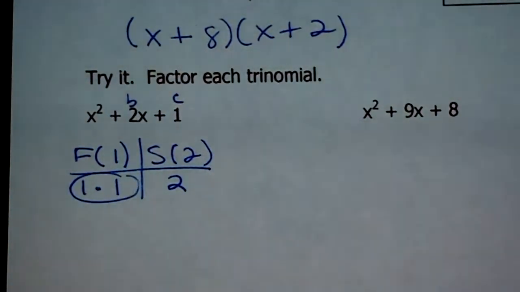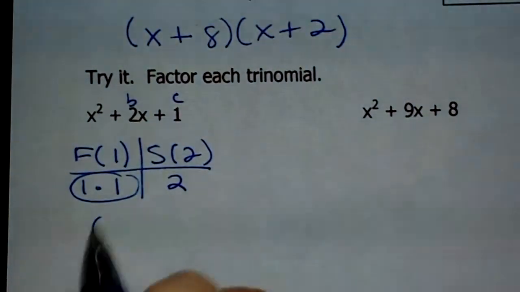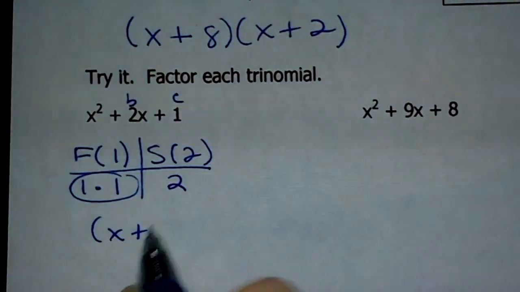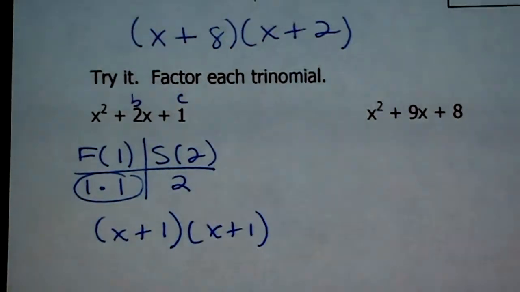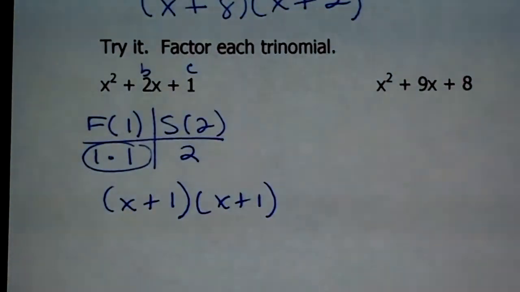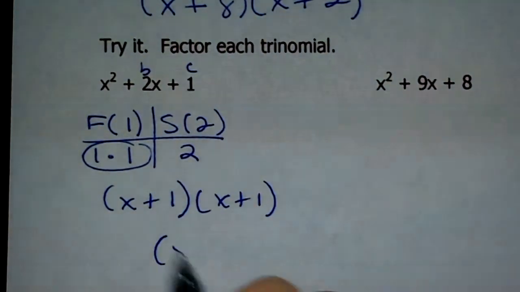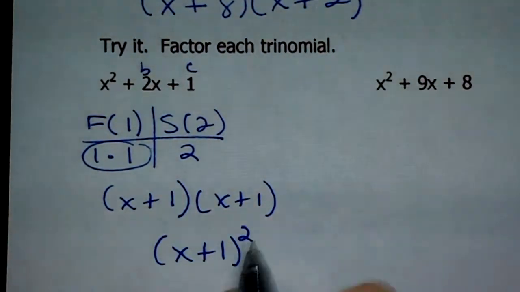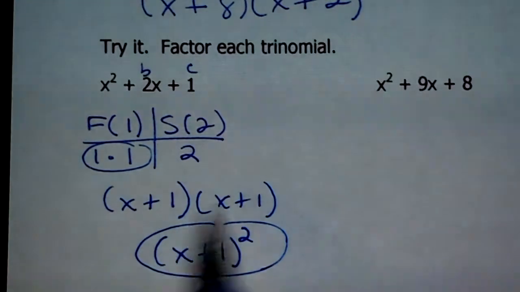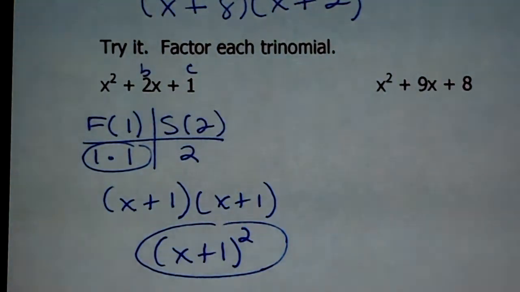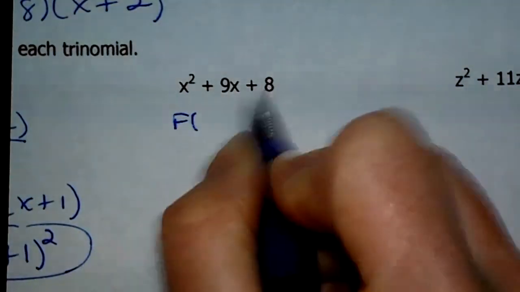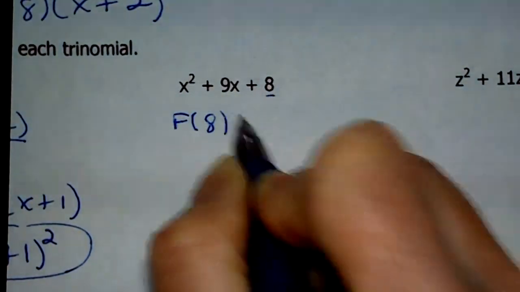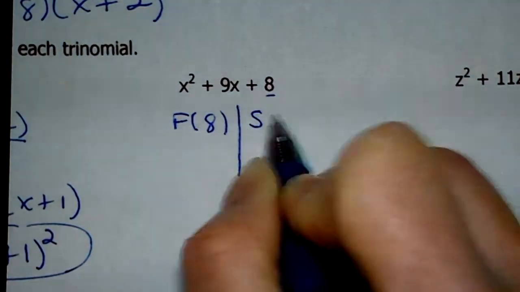So those work. Because these are both addition now, I know that I have x plus 1 and another x plus 1. Do you know the best way to write that? When you have the same amount being multiplied, we're going to write this as x plus 1 squared. If you left it as that, you wouldn't be technically wrong, but this is a better way to say it. All right, let's try another one. I want the factors of c, which is 8, that give me the sum of the b, which is 9.